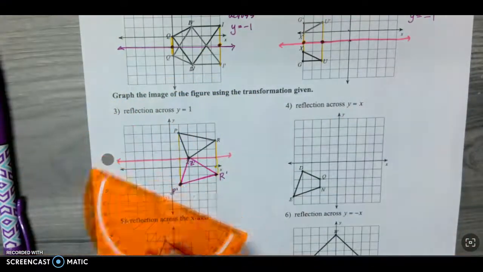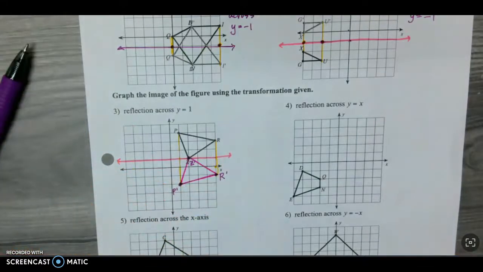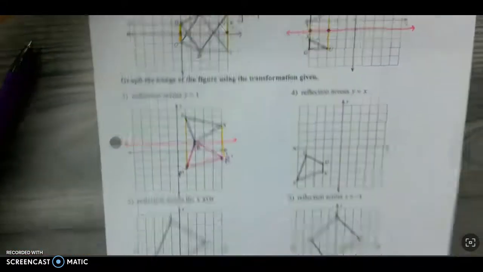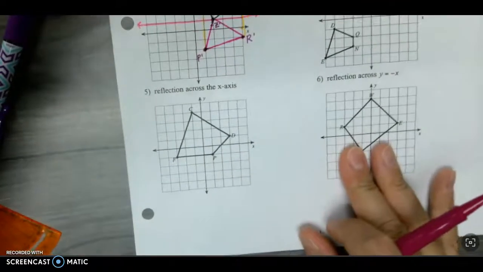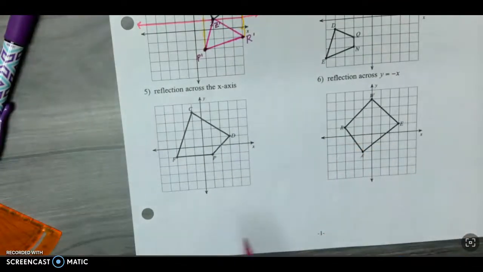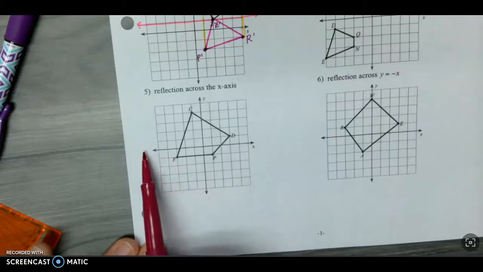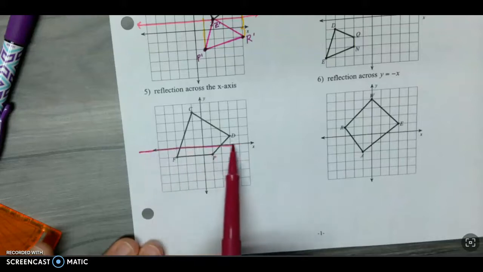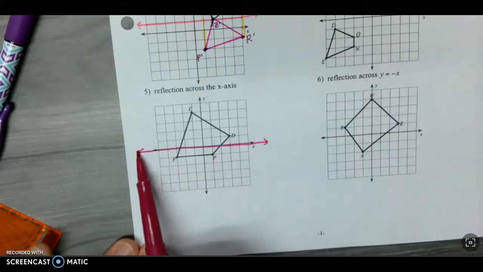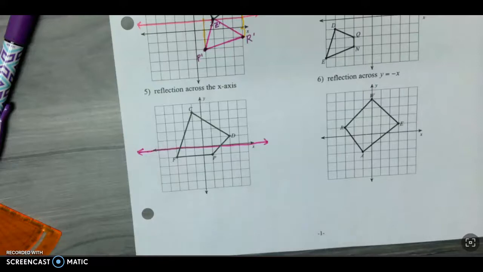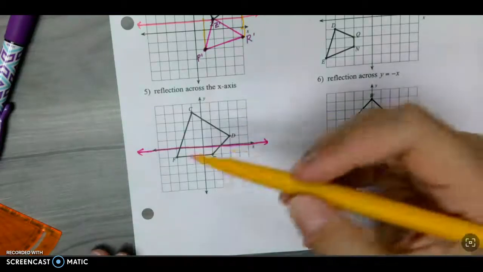And we have the new triangle there. All right, we're going to jump down to number 5. This time we have a reflection across the x-axis. So here is the x-axis, it's our line of reflection. So we're going to walk through the process. Again, if you feel comfortable, go ahead and do it on your own, but I'll walk through the process.